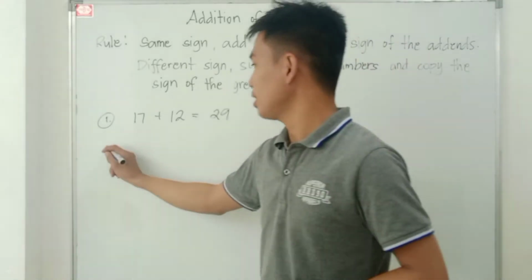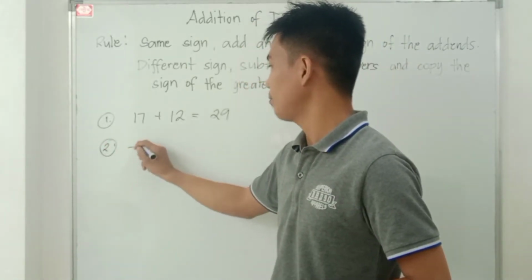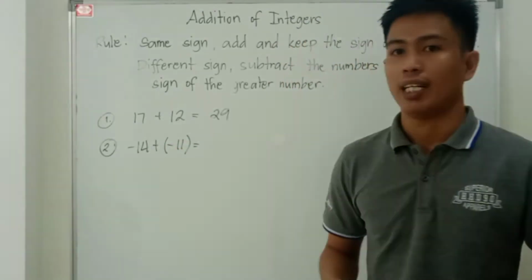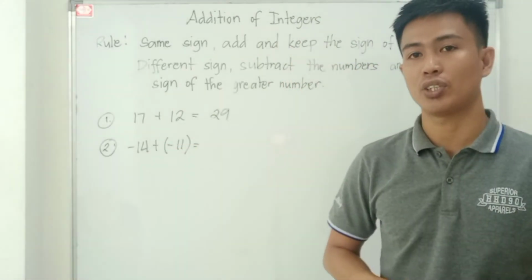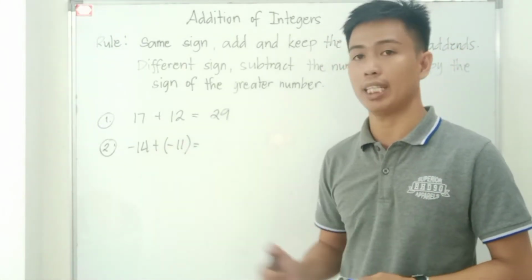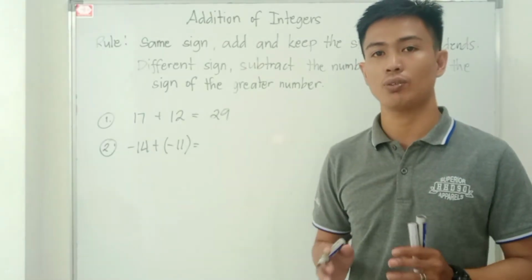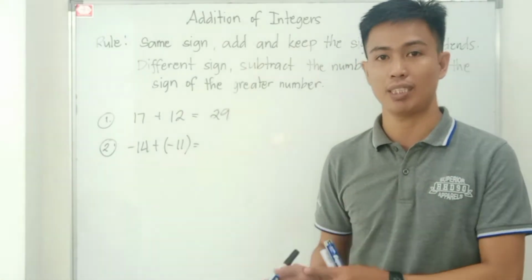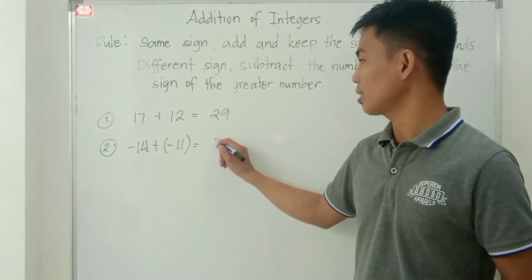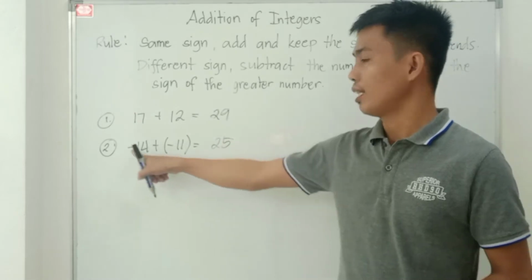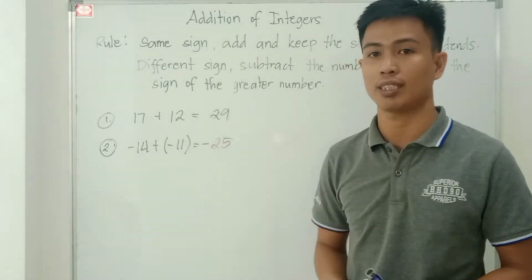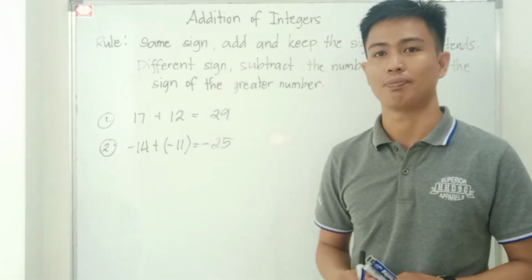Next, so let's say we have negative 14 plus negative 11. Again, these integers are common in sign. They are both negative. So, negative 14 and negative 11. So, what we are going to do is to just add the numbers and copy the sign. So, adding the numbers, we have 14 plus 11. That is 25. And the sign of both integers is negative. So, that means the answer is negative 25.